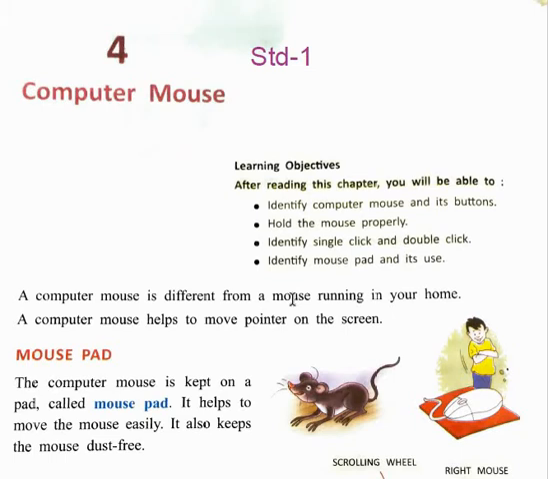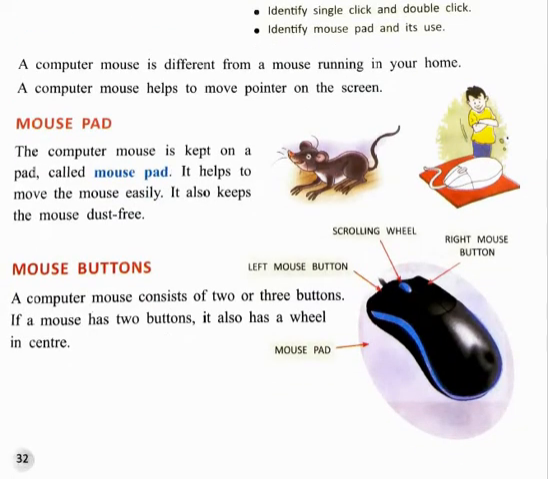In the previous video we learned to identify the computer mouse and its buttons and hold the mouse properly. Now next, identify single click and double click and identify the mouse pad and its use. What is a mouse pad? A computer mouse is kept on a mat. It's called a mouse pad. It helps to move the mouse easily. It also keeps the mouse dust free.